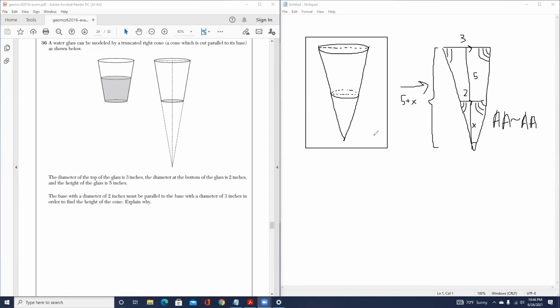So once again, utilizing the proportionality of the sides for similar triangles, we can solve this as x over 2 equals 5 plus x over 3. Keep in mind that we are going to solve for 5 plus x, which is the height of the larger cone. That's how it's defined in the answer key.